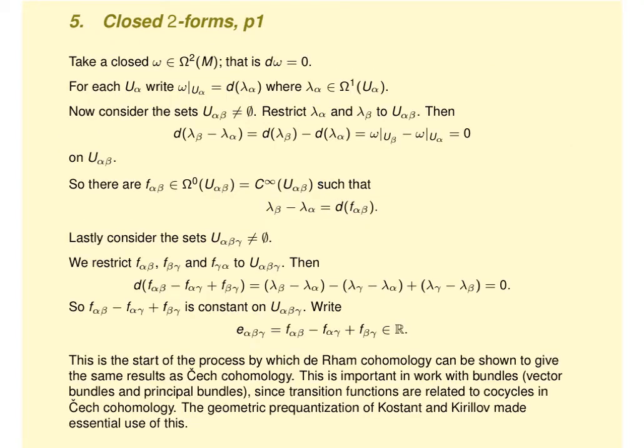So here's what I want to do. This will be quite quick, two slides, and at the end I'll explain why it's interesting. Start off with the closed 2 form. I've got an arbitrary manifold and I've got a closed 2 form on it. So d omega equals 0. Then I take a simple open cover. I should have said that.